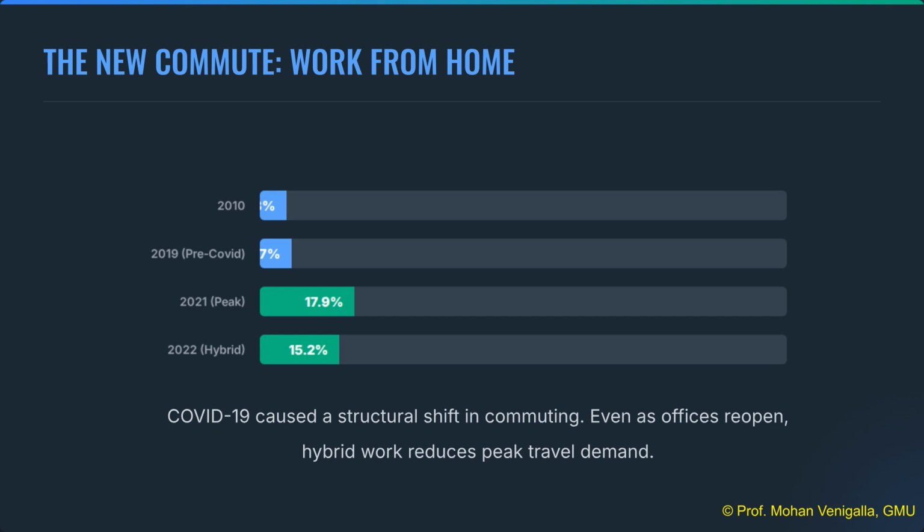This is the seismic shift. Work from home. Post-COVID-19, hybrid work structurally reduces peak commuting demand. This affects more than just traffic. It changes shopping habits and creates a fiscal crisis for transit agencies that relied on the 9-to-5 commuter. We must plan for this new, decentralized demand.